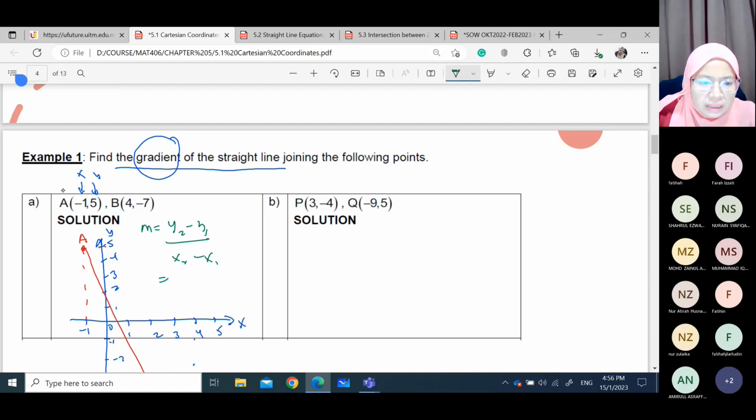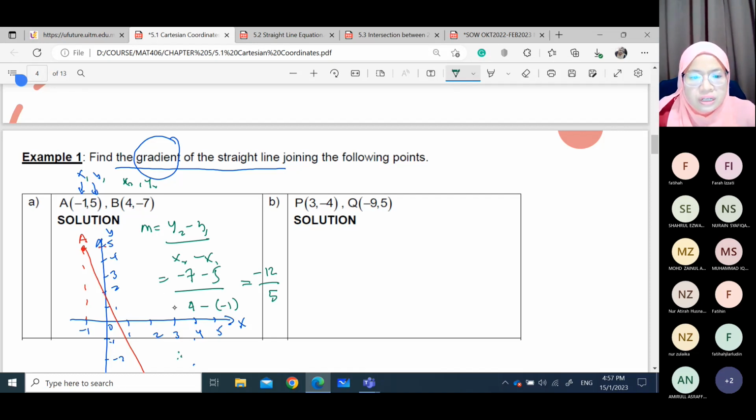So let's say this one is point 1, (X1, Y1), and this one is (X2, Y2). Y2 here is negative 7 minus 5, over X2, 4 minus negative 1. So calculate: up here we have negative 12 over 4 minus negative 1, so 4 plus 1, which is 5. Therefore the slope for this joining line is M equals negative 12 over 5. So this is the answer.